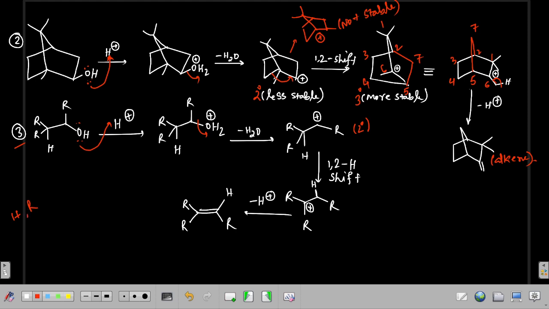So here first the hydride will shift. This hydride will shift from this carbon to this carbon, and it leads to the formation of this 3 degree carbocation. Next step, there is one proton, so it undergoes removal of this proton, and there will be formation of this alkene.